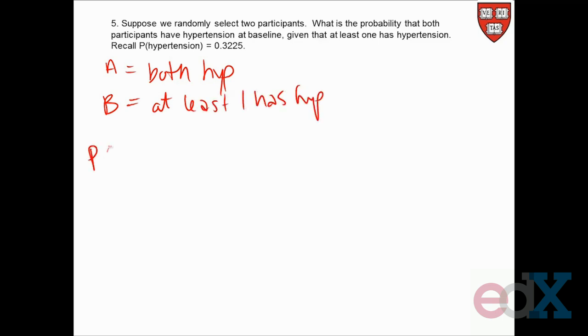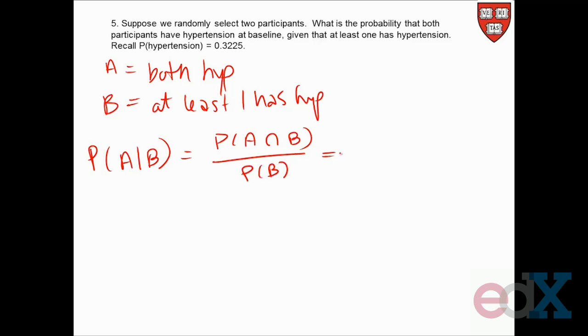And then we want to calculate the probability of A given B. This is a conditional probability event, and we learned that for conditional probabilities, this is going to equal the probability of A and B divided by the probability of B. Now, thinking about the probability of A and B, that's the probability that they both have hypertension and at least one has hypertension. So that actually just reduces to the probability that they both have hypertension, or the probability of A, divided again by the probability of B.